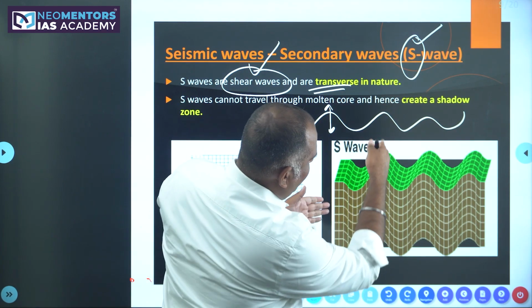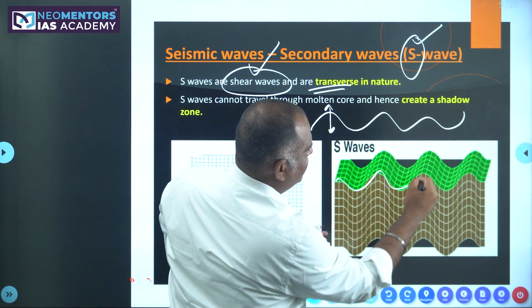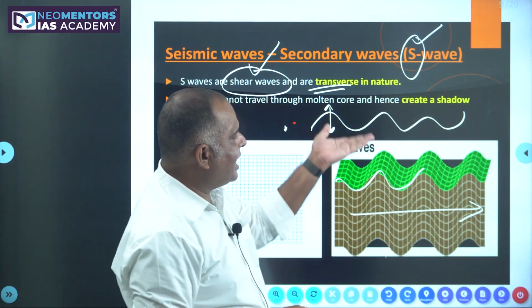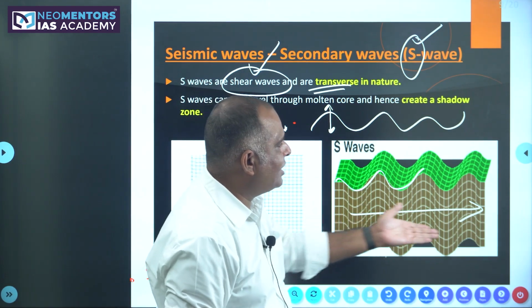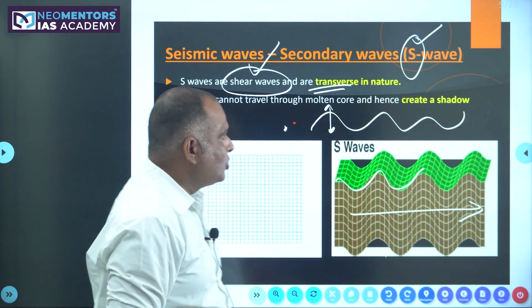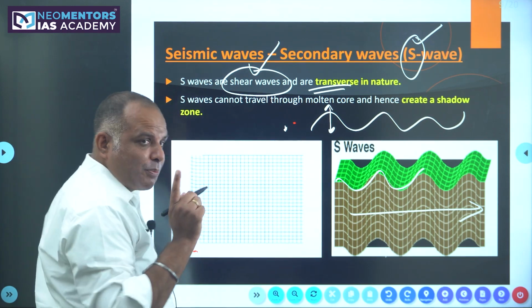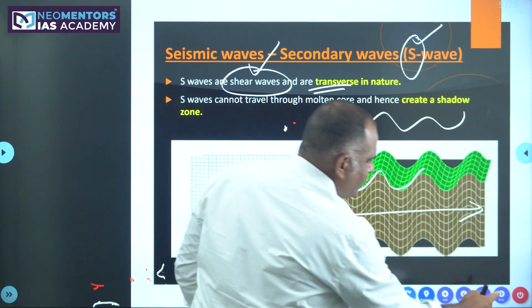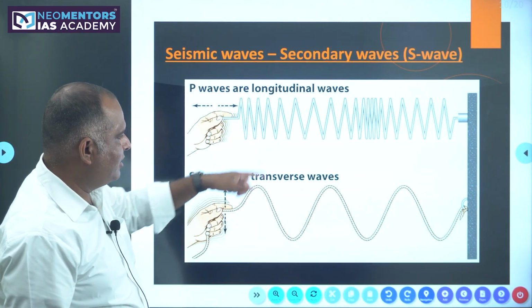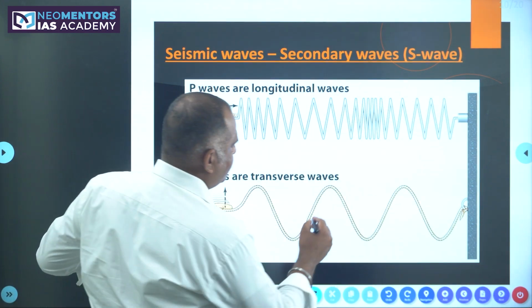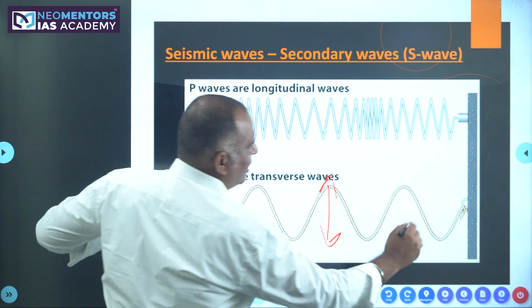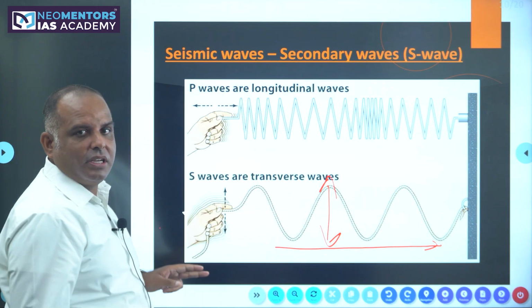See here, if this is the direction of propagation of the wave, the displacement of particles is in a direction perpendicular to the propagation of the wave, right? These are S waves, which are also called secondary waves. So when we discussed body waves, we discussed primary waves and secondary waves. Again, if I am holding a rope and oscillating it, you see the direction is perpendicular. The movement of the particles, the movement of the medium, is perpendicular to the direction of the propagation of the wave. Clear?